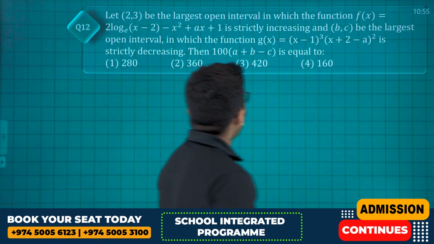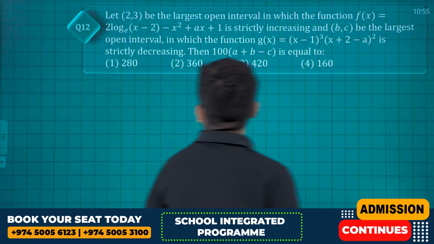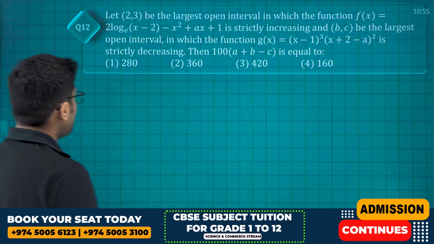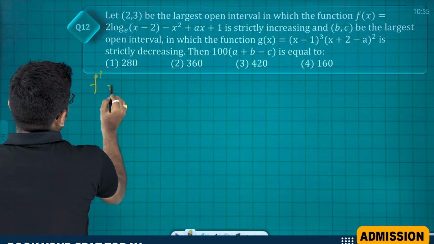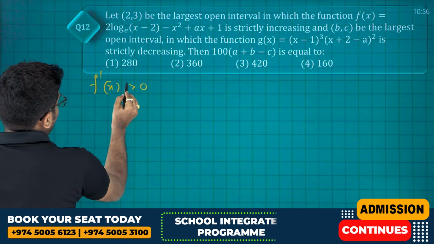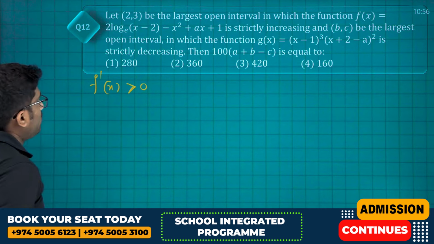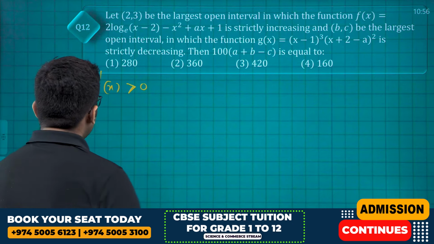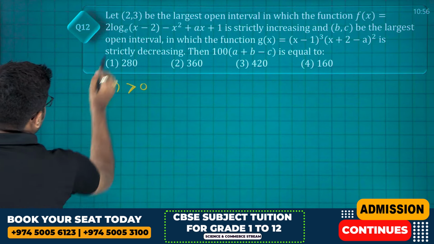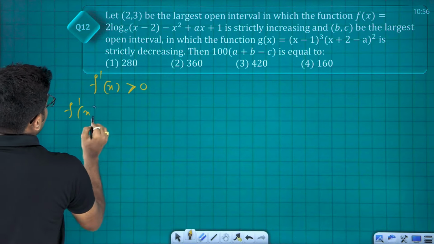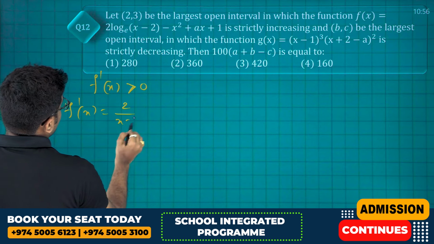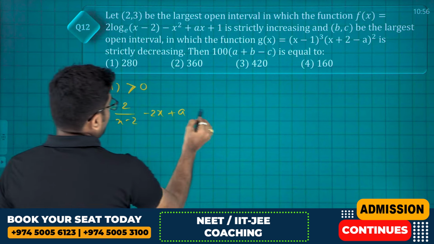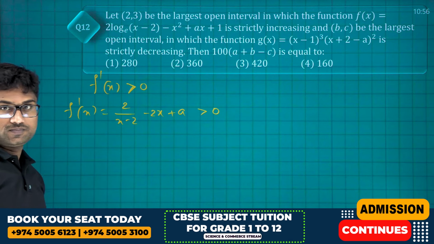2 comma 3 be the largest open interval in which the function f of x is strictly increasing. If a function is strictly increasing, that means f dash x should be greater than 0, for all x belongs to 2 comma 3. Now see this, friends. What is f dash x? F dash x is equal to 2 by x minus 2 minus 2x plus a. So f dash x should only be greater than 0.